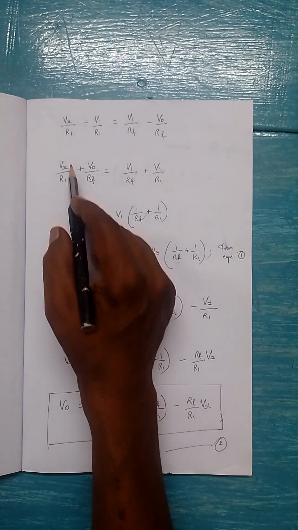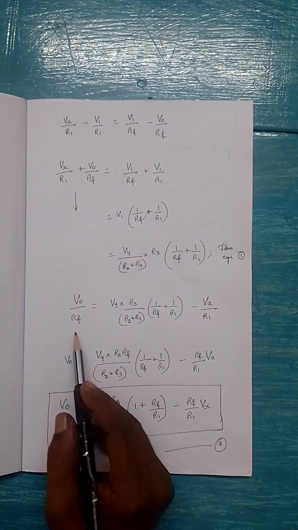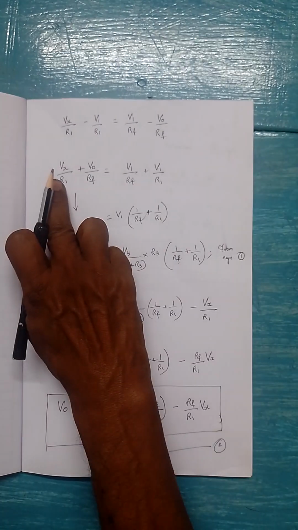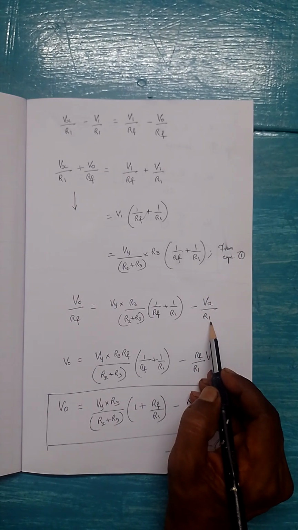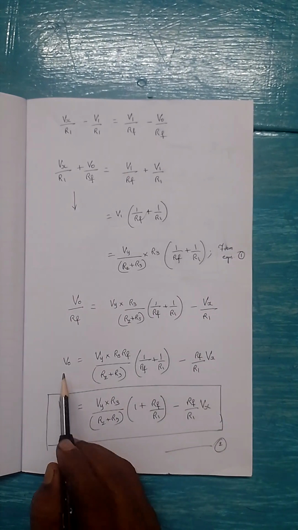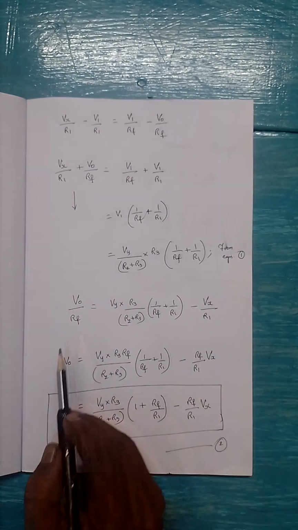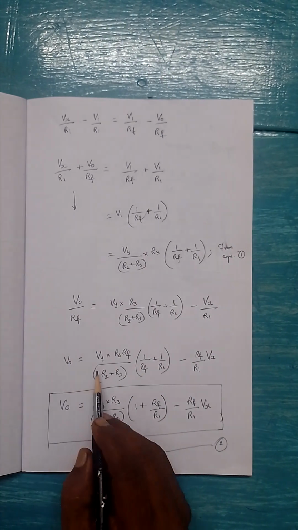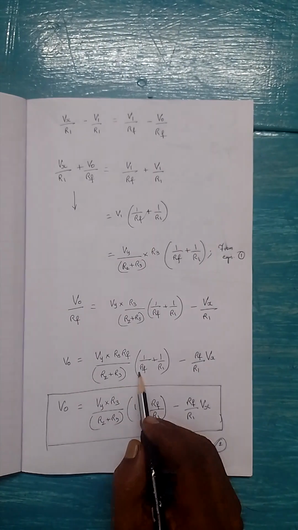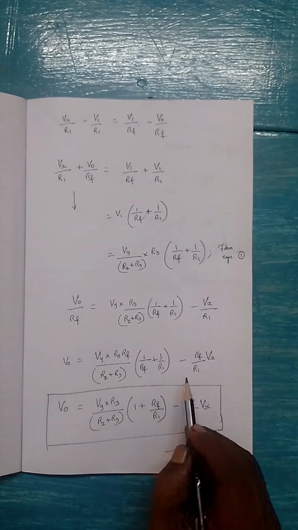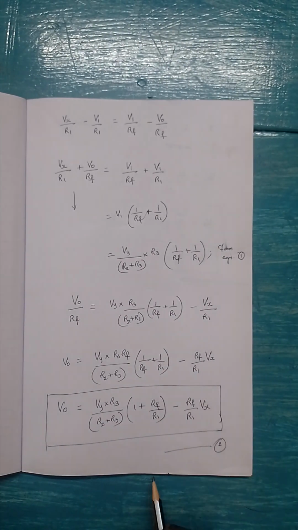So here if you see, this comes all along. So V0 by Rf, move this Vx by R1 to the other side. So you will be getting minus Vx by R1. Now Vout, multiply throughout by this equation, you multiply it by Rf. Therefore Vout is equal to Vy into R3 Rf by R2 plus R3 into 1 by Rf plus 1 by R1, minus Rf by R1 into Vx.